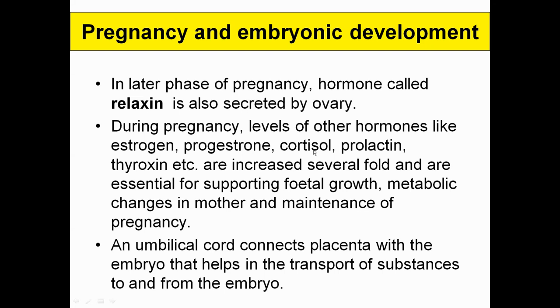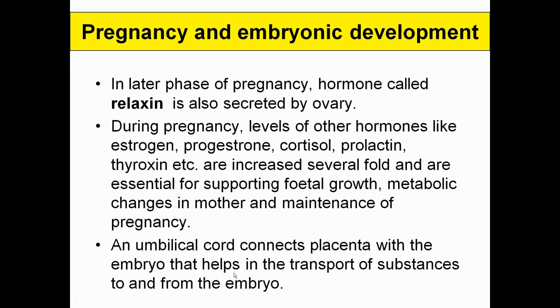Now comes to the pregnancy and embryonic development. In later phase of the pregnancy, hormone called relaxin is going to release by the ovary. Okay. Now some of the hormones like estrogen, progesterone, cortisol, prolactin, and thyroxine hormones level is going to be at the very high rate, and this is going to maintain the changes inside the mother body along with that of the maintenance of pregnancy. Now, umbilical cord connects placenta with the embryo that helps in transportation of substances to and from the embryo.